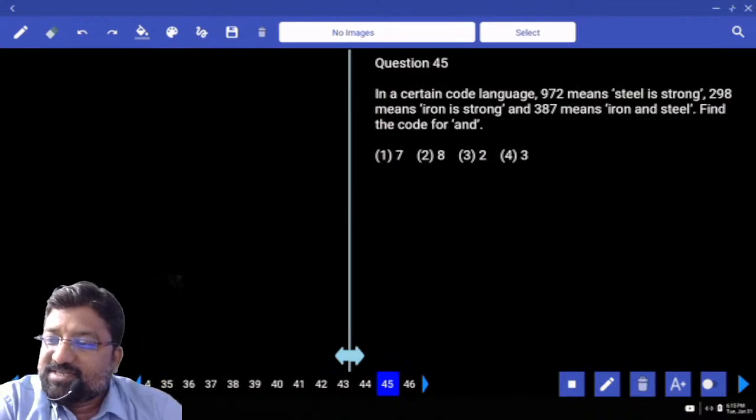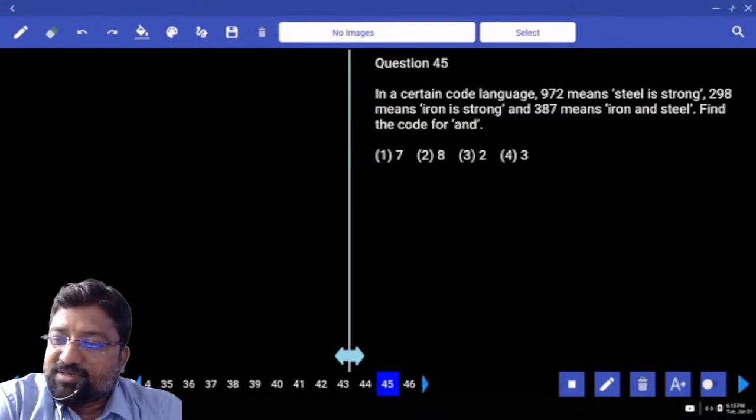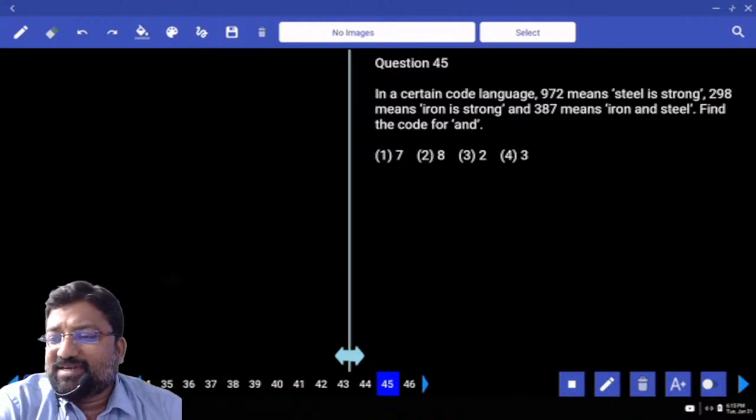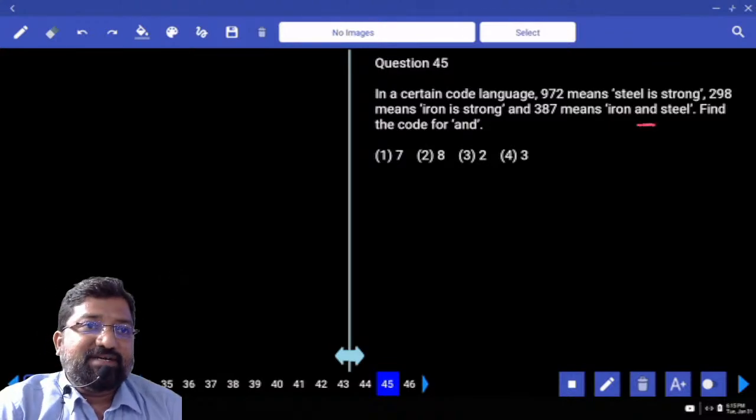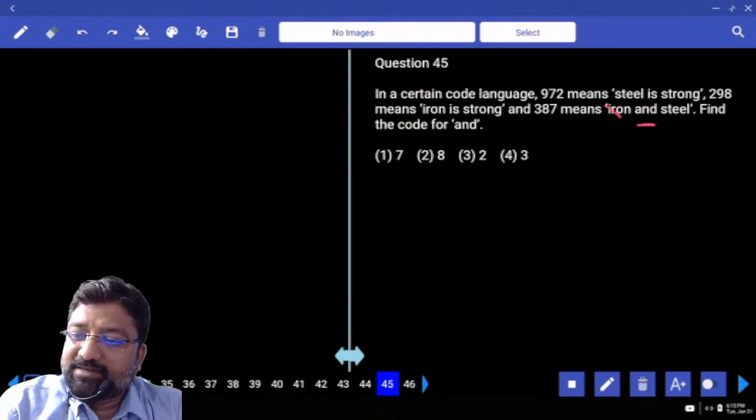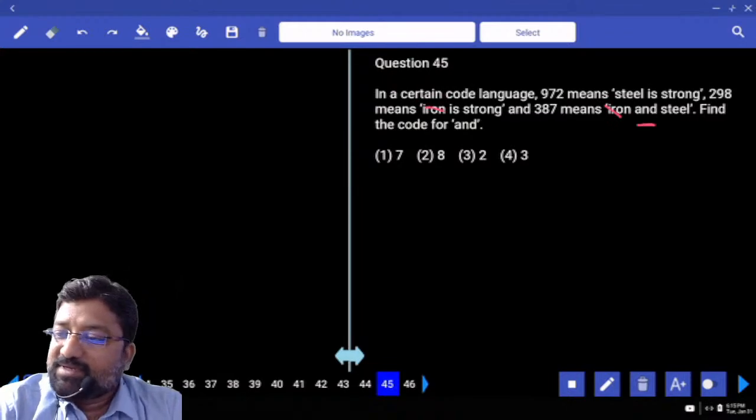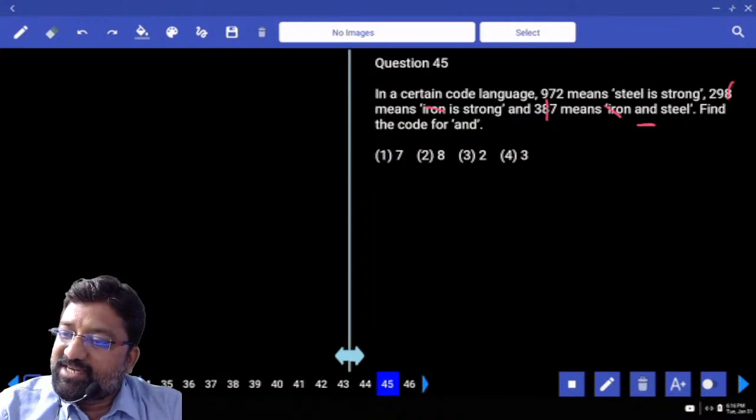972 means steel is strong. 298 means iron is strong. 387 is iron and steel. Find the code for end. End is in the last sentence. I think I have seen iron before, so let's cancel iron. What gets cancelled? 8. Again steel.